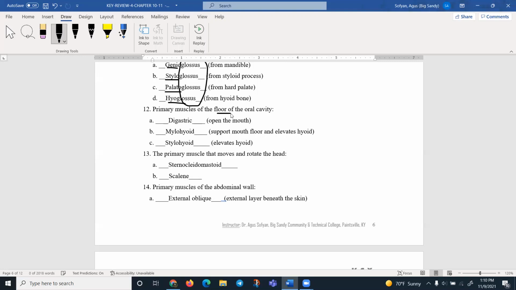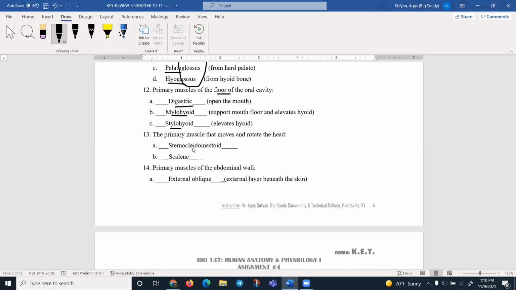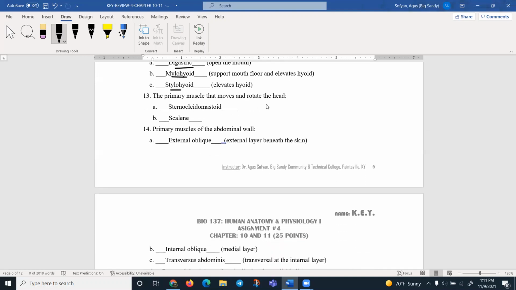Muscles in the floor of the mouth: digastric, mylohyoid, and stylohyoid muscle. Primary muscles that move our head. This is the big one over here: sternocleidomastoid muscle and scalene muscles. This is the one that helped. Okay.